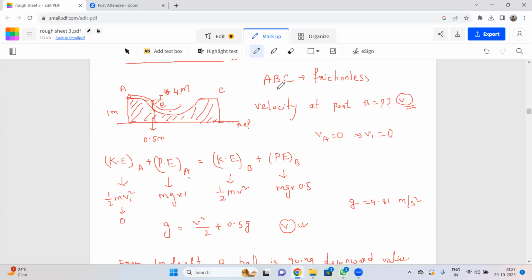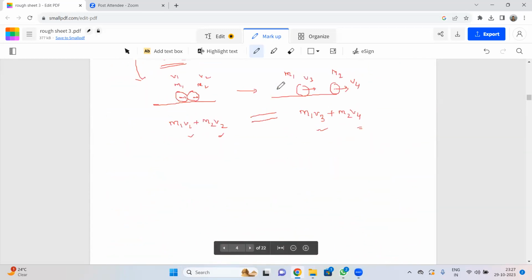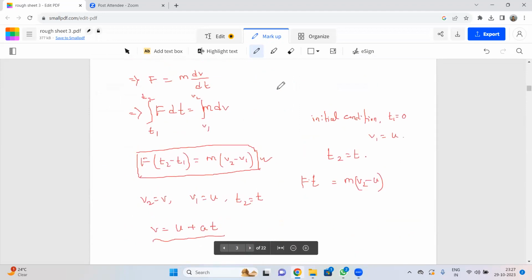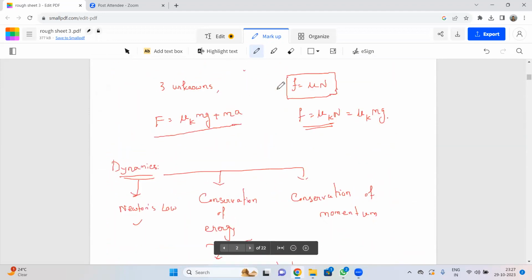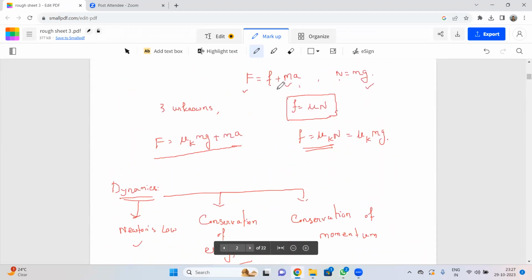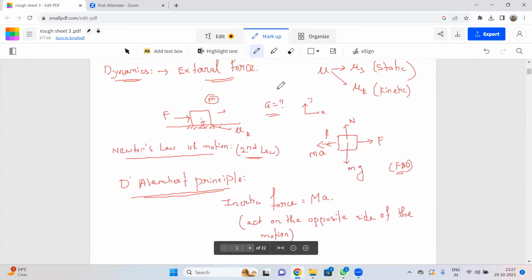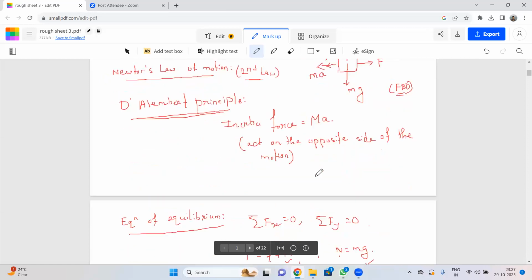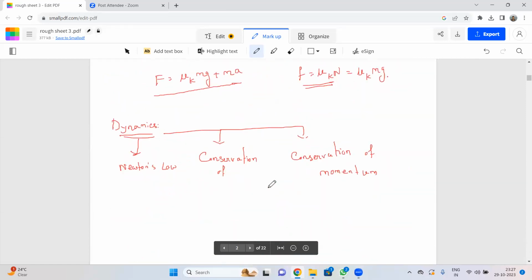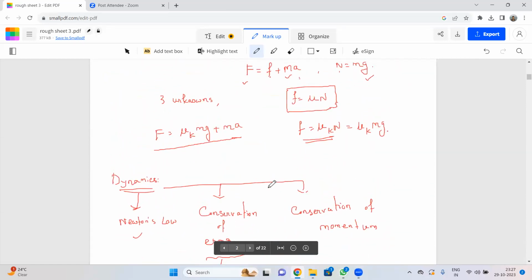And for Newton's law, we discussed one problem, this one. Using this one, we can find out the acceleration. This kind of question you need to solve.